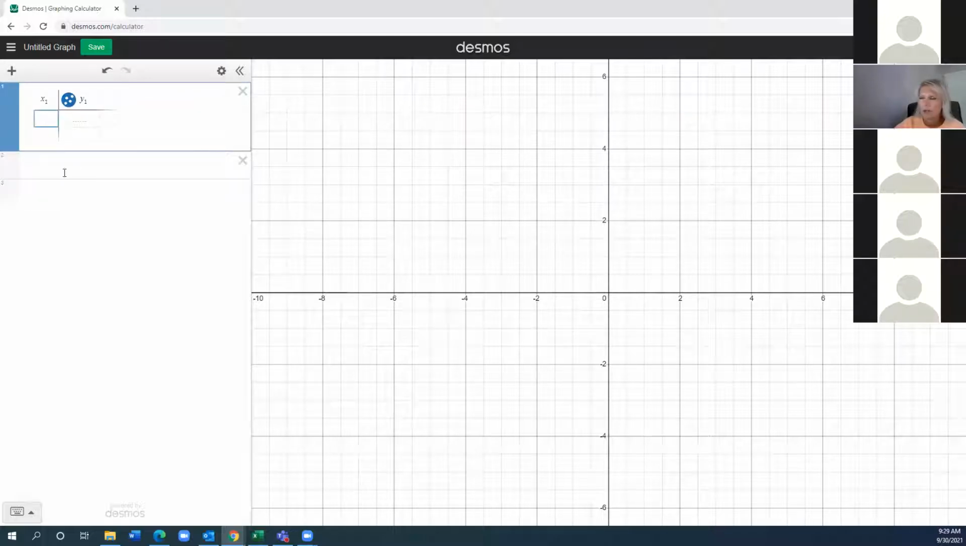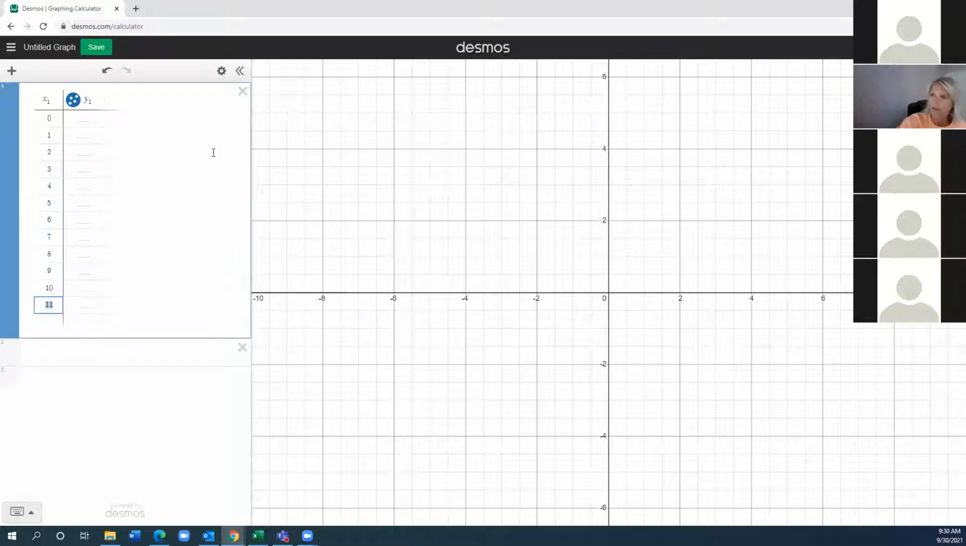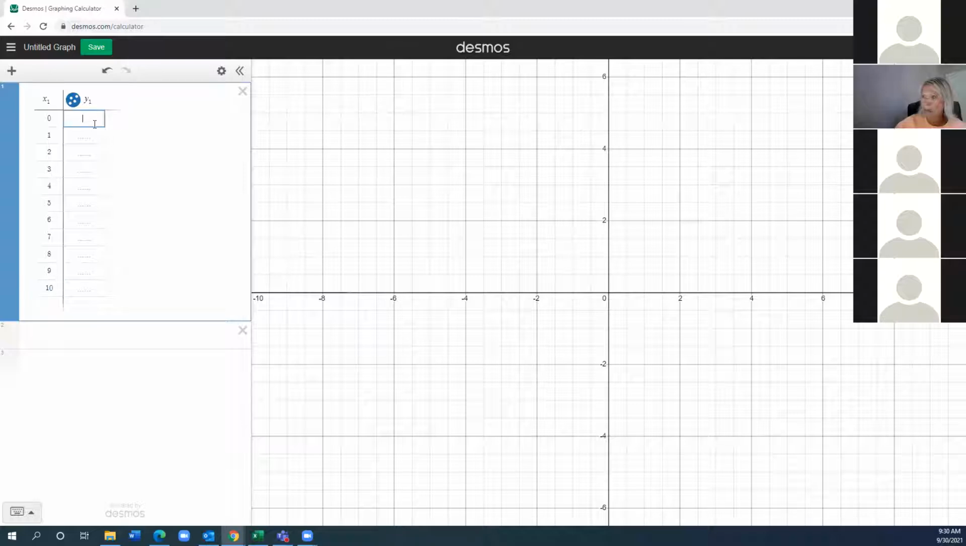Then there's a table. So in the table, I'm going to put my coordinates that I was going to write out. So 0, 1, 2, and it's nice. Notice Desmos has a pattern, so you can just keep hitting enter all the way down to 10. Then in Y1, I'm going to enter my gas prices.